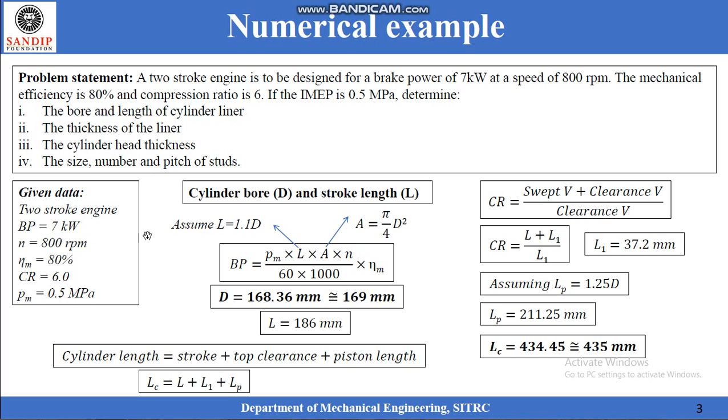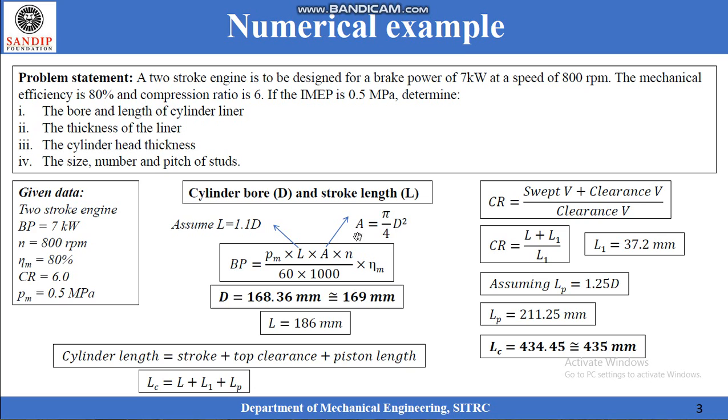The first thing to be calculated is the cylinder bore and stroke length. We have this formula from the design of cylinder, which is brake power is equal to indicated power into mechanical efficiency. The indicated power formula is already expanded here as Pm L A n upon 60 into 1000. In this formula, brake power, mean effective pressure, speed and mechanical efficiency are already known to us. Length needs to be calculated, and area is given by pi by 4 d square. Thus there exist two unknowns, that is length and diameter. Both have to be calculated.